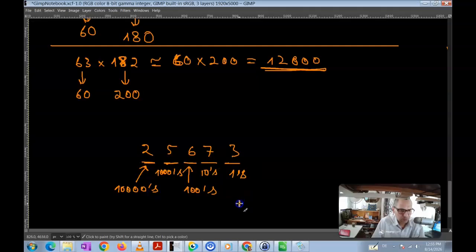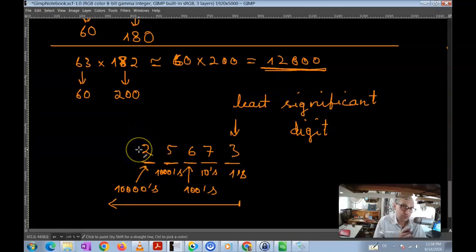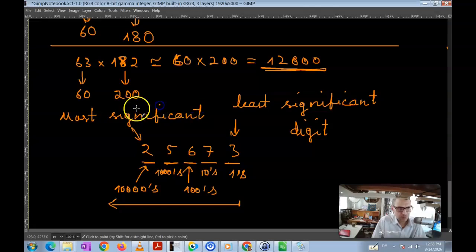So as I move from the ones place value towards the left, the value of each of the place values is increasing and increasing and increasing. So the digit which is on the far right of the number, you would call this the least significant figure, or sometimes the least significant digit. And the digit which is on the far left of the number, this digit over here, is called the most significant digit.